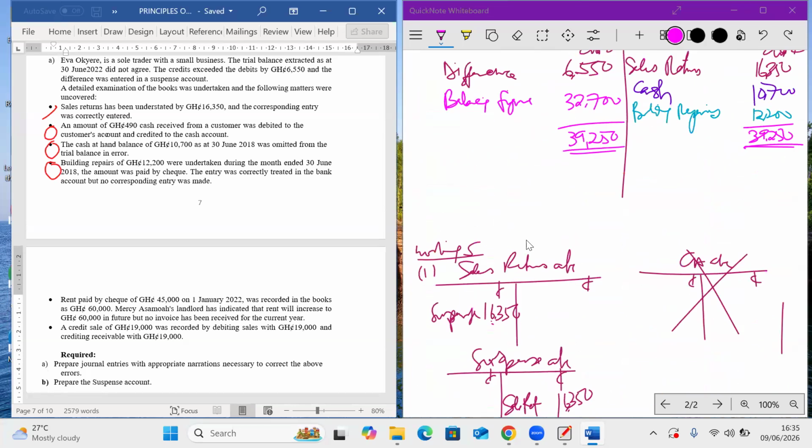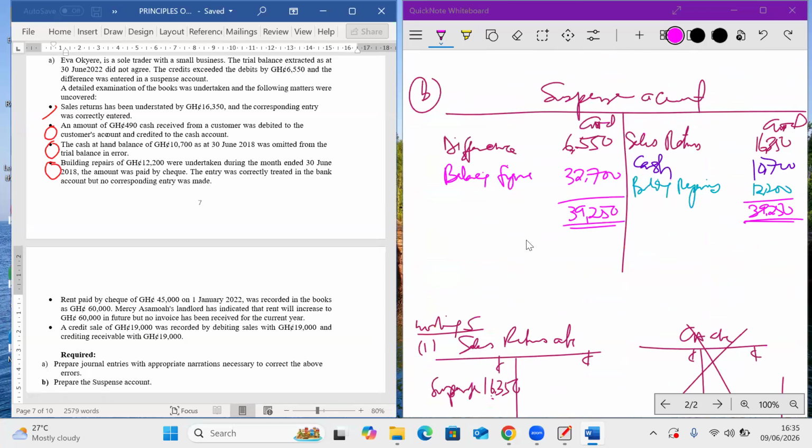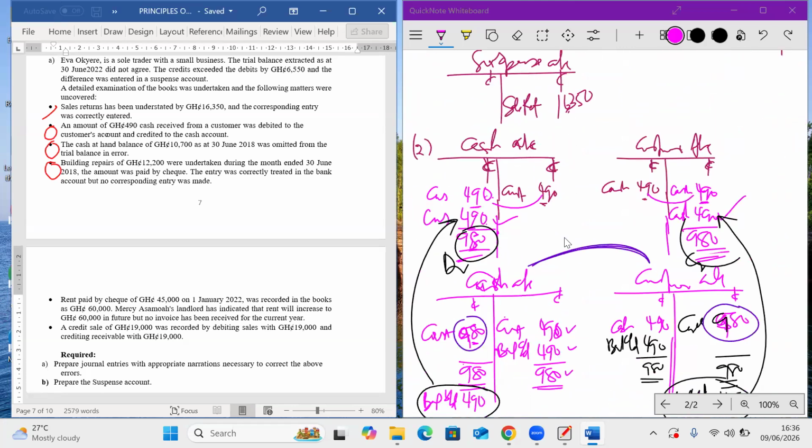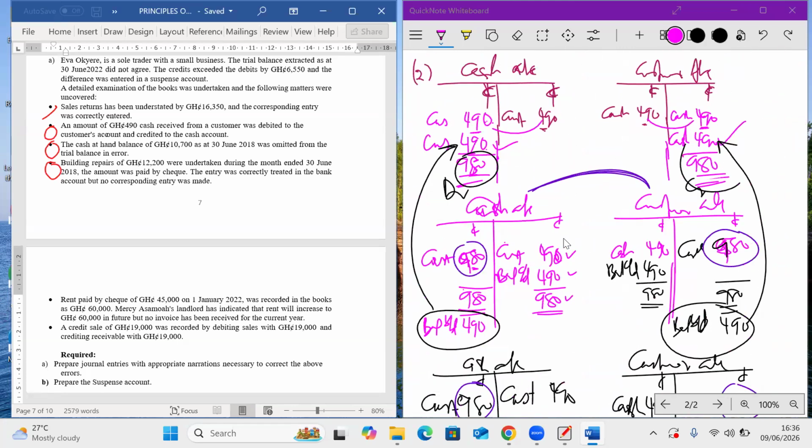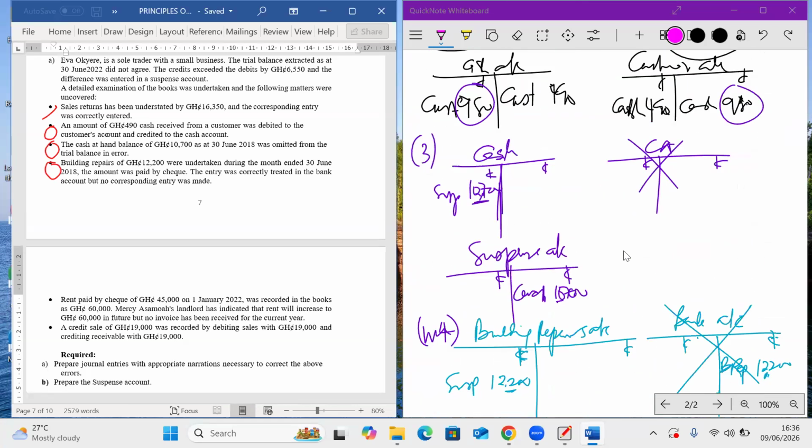I have a question here. You see the cash account that you cancelled, do we need to also write it or we don't need to write it at all? No. We are only writing the error accounts.